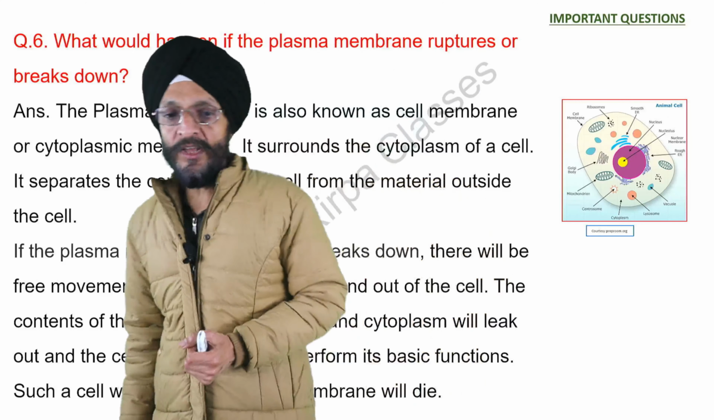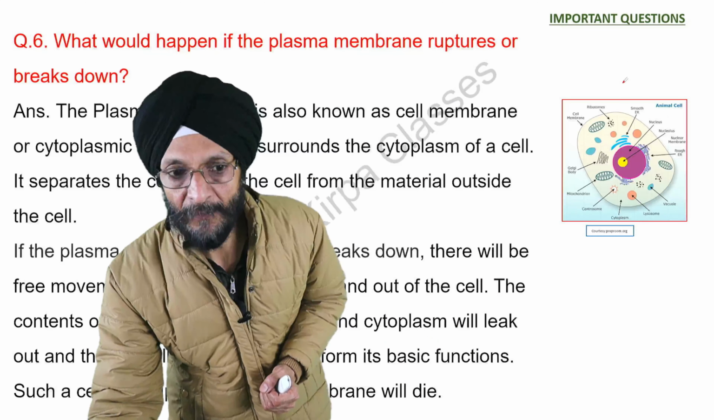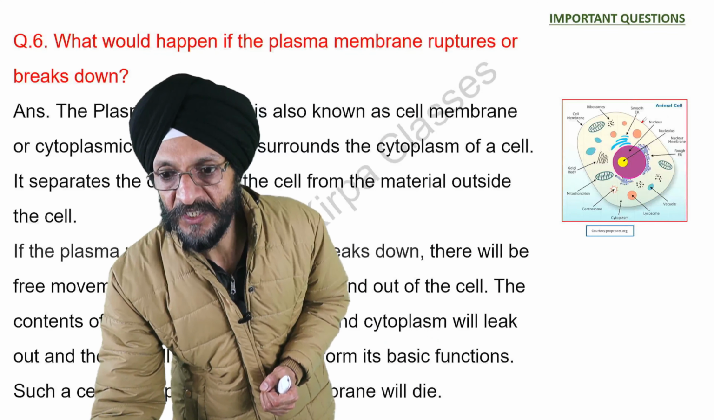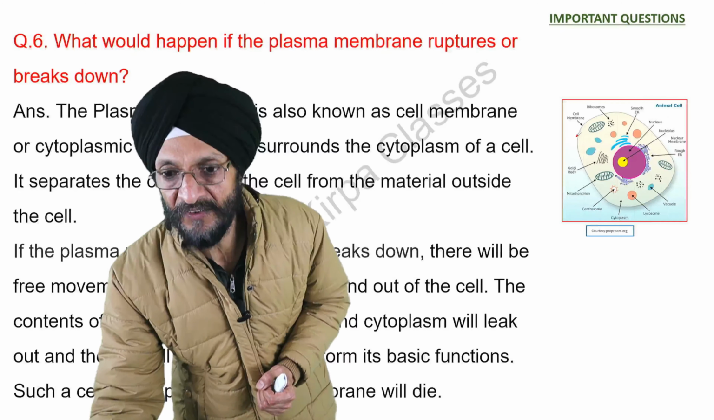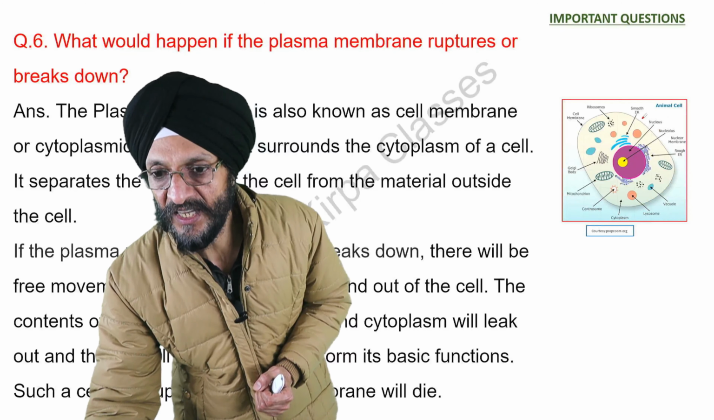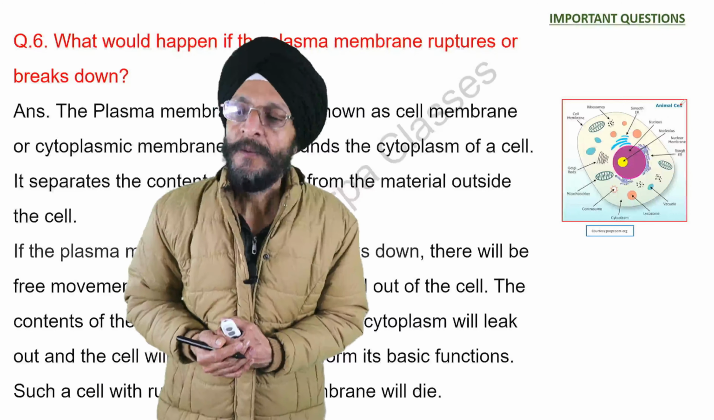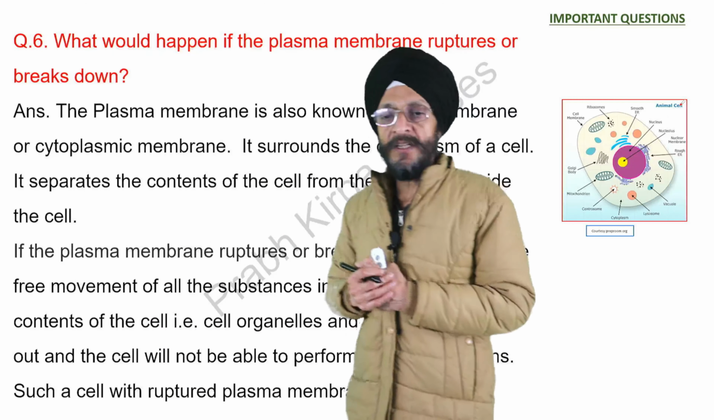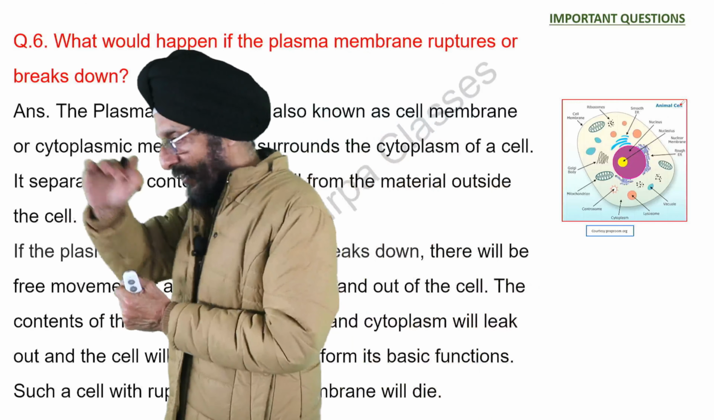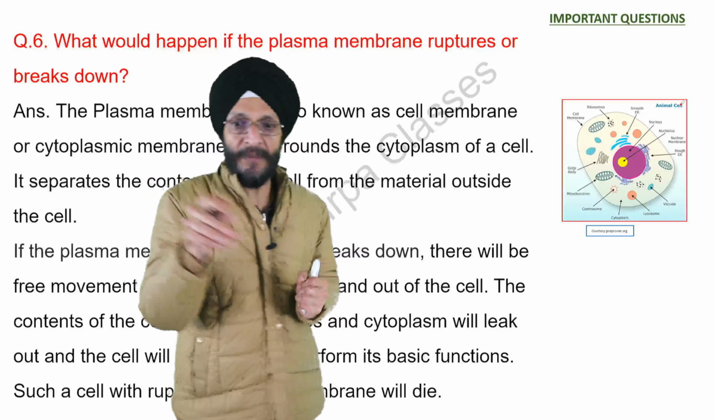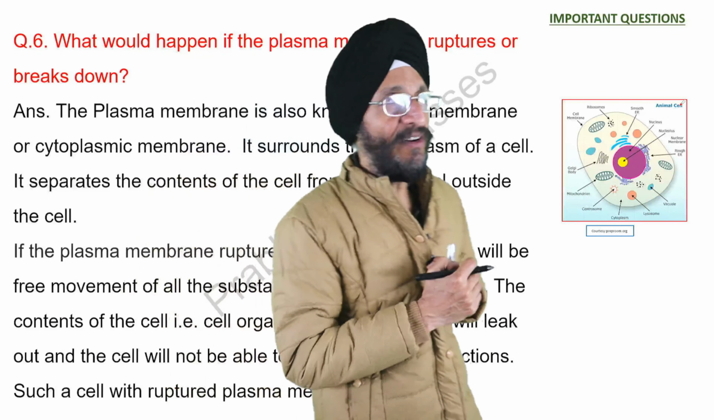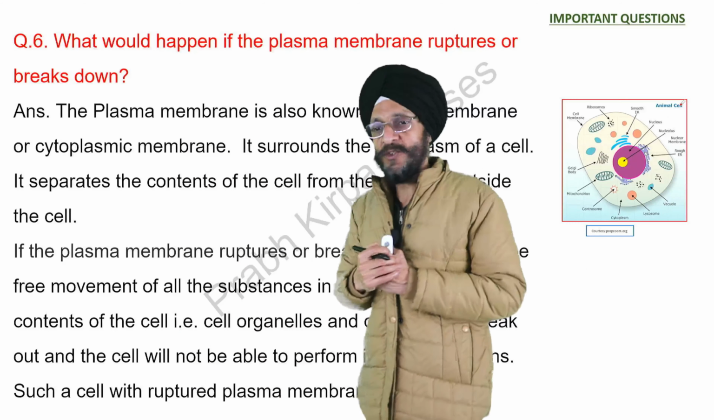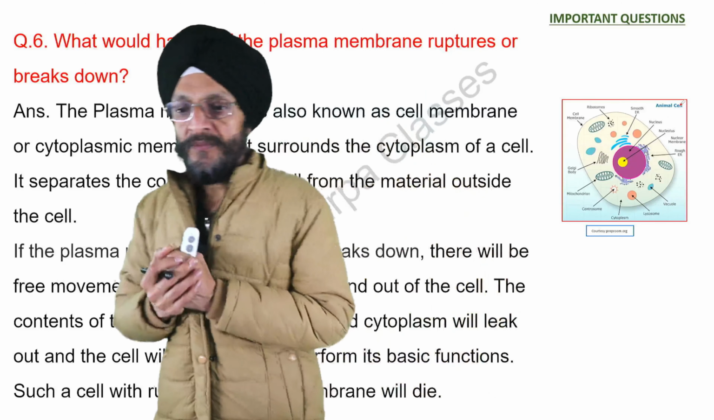Now, what would happen if the plasma membrane breaks down or ruptures? This is the plasma membrane. This is the covering which the cell has in the case of an animal cell. Plant cells also have a plasma membrane, but they also have an outer covering outside the plasma membrane, which is known as the cell wall, but the cell wall is not present in animal cells.